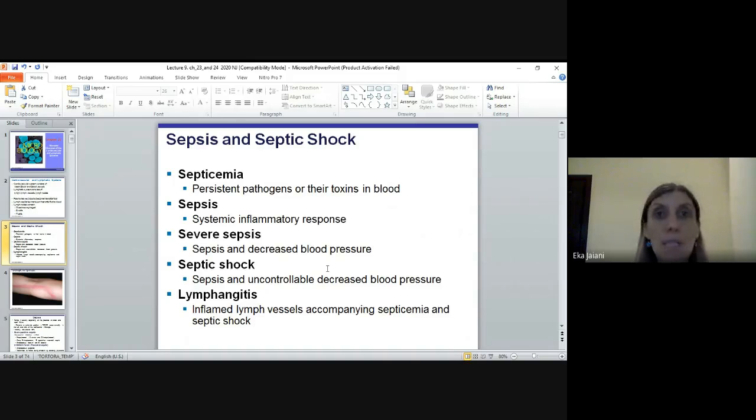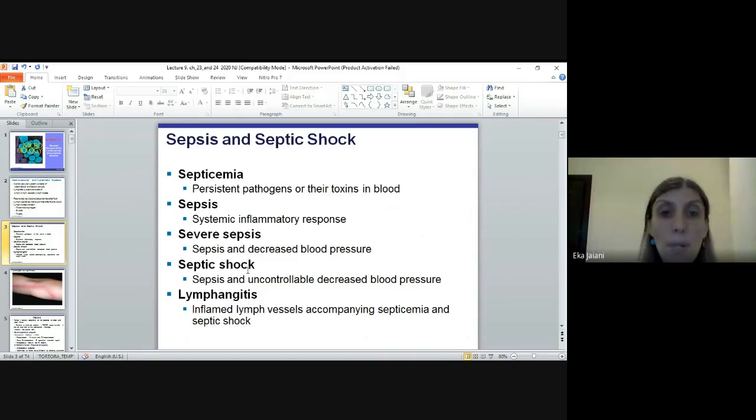Medications are given, but it doesn't help, and it leads to multi-organ failure because the organs are not supplied with blood and oxygen properly. There can be one organ failure or several organ failures, and it leads to death. And this can be the case also for coronavirus as well.